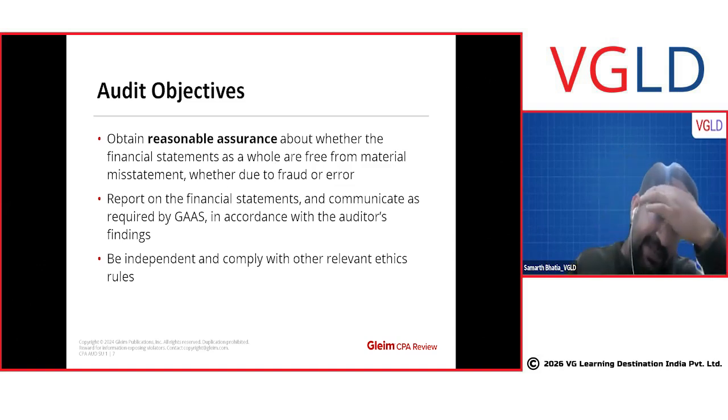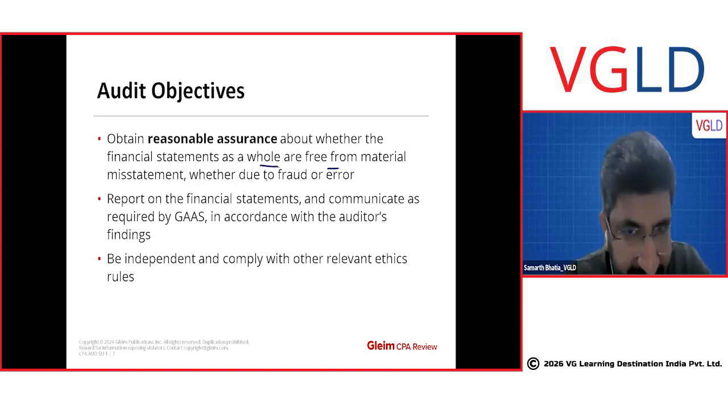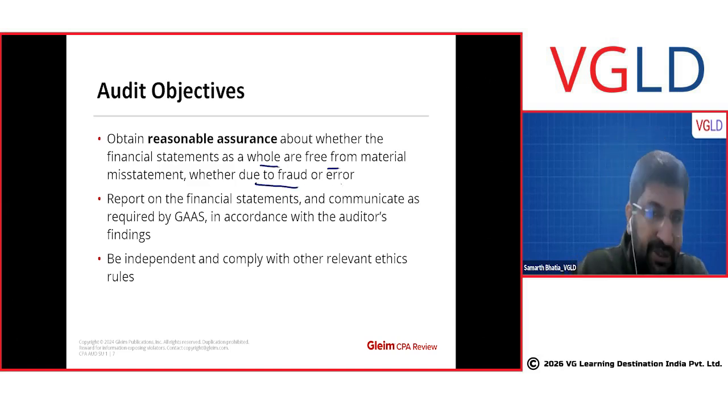So obtain reasonable assurance about whether the financial statements as a whole are free from material misstatements, whether due to fraud or due to errors. So according to me, the financial statements as a whole are free from material misstatement due to fraud or errors. This is what I'm saying. So now what is meant by material misstatement?